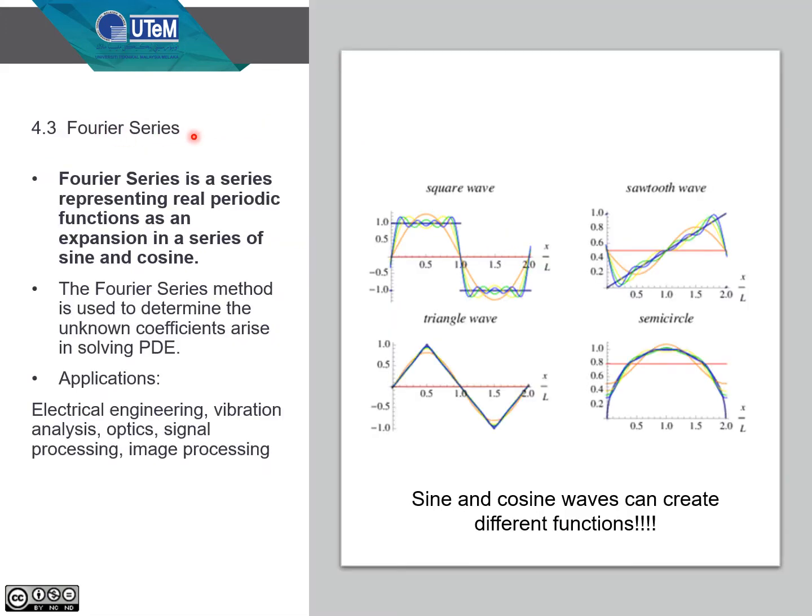What is Fourier series? It is a series that represents a real periodic function as an expansion in a series of sine and cosine. So these are the common examples of periodic functions which can be seen in many engineering applications. The examples are square wave function, sawtooth wave function, triangle wave function, and semicircle function.